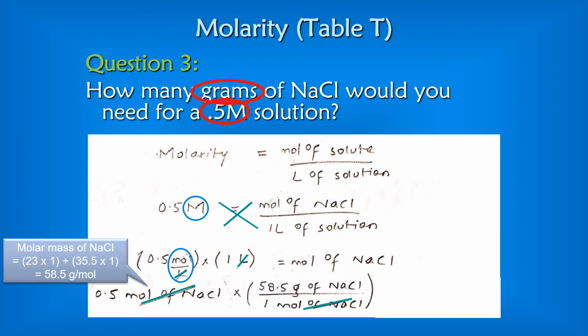And then we multiply that over here with our number of moles. So we have 58.5 grams of sodium chloride in 1 mole of sodium chloride. The moles cancel out with the moles, and then we just do the math. 0.5 times 58.5 divided by 1. We get 29.25 grams of sodium chloride as our final answer.